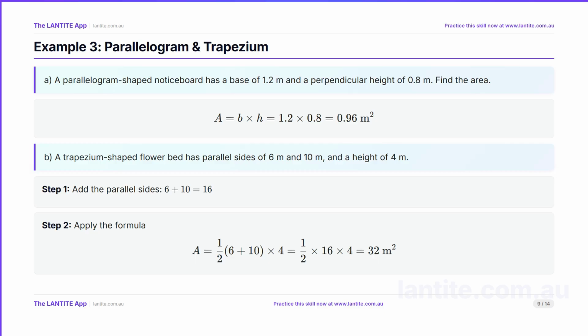Let's work through two examples. A parallelogram-shaped notice board has a base of 1.2 meters and a perpendicular height of 0.8 meters. Area equals base times height. 1.2 times 0.8 is 0.96 square meters. For part B, a trapezium-shaped flower bed has parallel sides of 6 meters and 10 meters, and a height of 4 meters. First, add the parallel sides. 6 plus 10 is 16. Then apply the formula. 1/2 times 16 times 4 is 32 square meters.